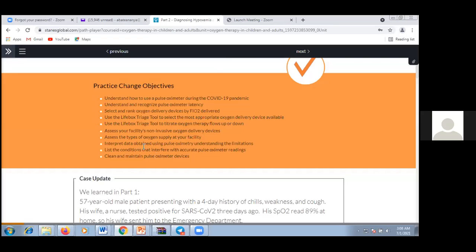You'll also interpret data obtained using pulse oximetry, and you'll understand the limitations of pulse ox. You'll be able to understand how to use pulse oximetry safely, without causing damage and without transmitting infection. So you will know how to clean and maintain pulse oximetry devices.